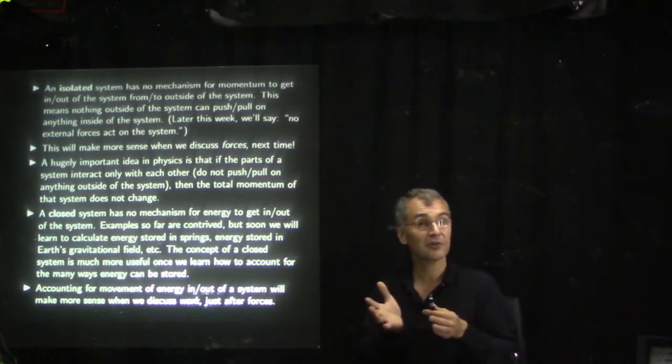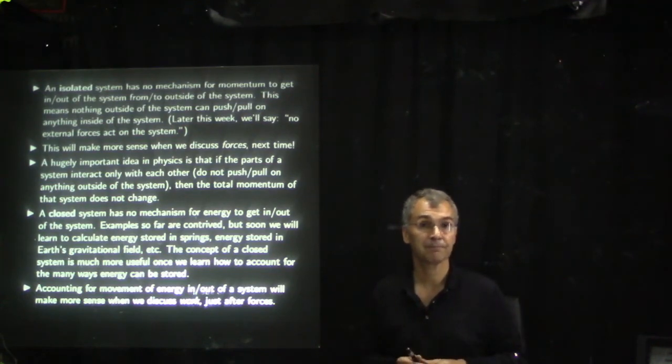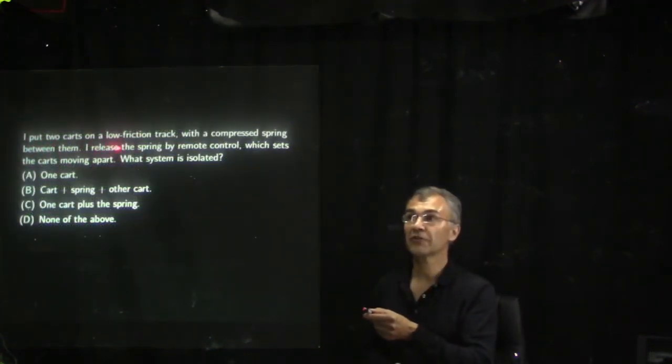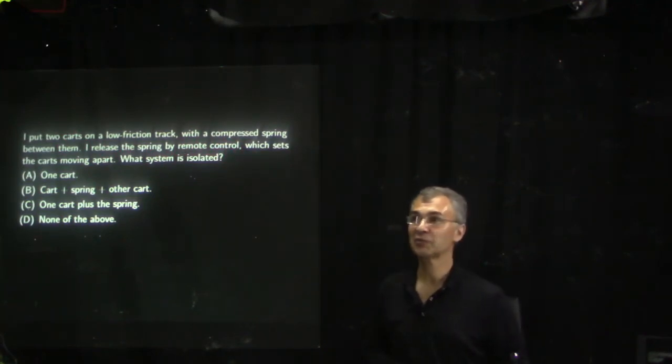Work is a transfer of energy across the system boundary. But we won't see that till chapter 9. I put 2 carts on a low friction track with a compressed spring between them. I release the spring by remote control, which sets the carts moving apart.